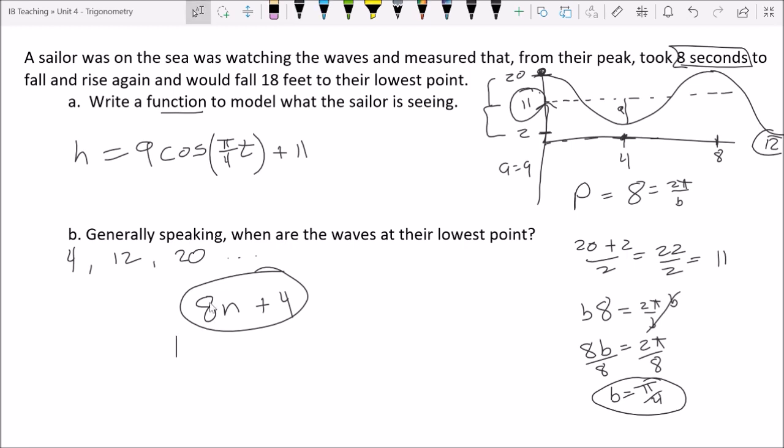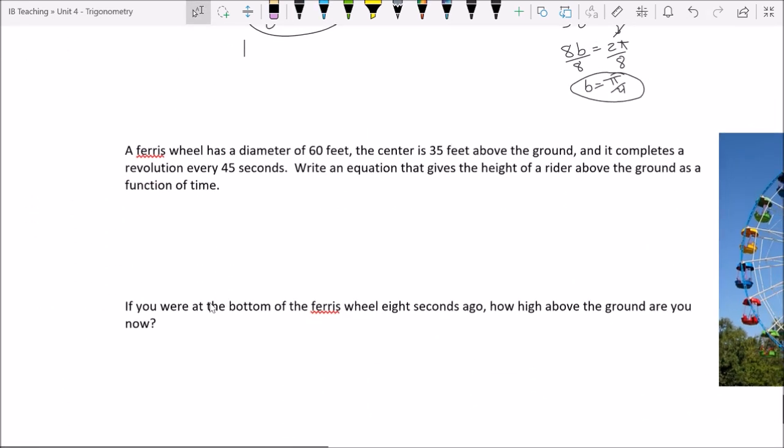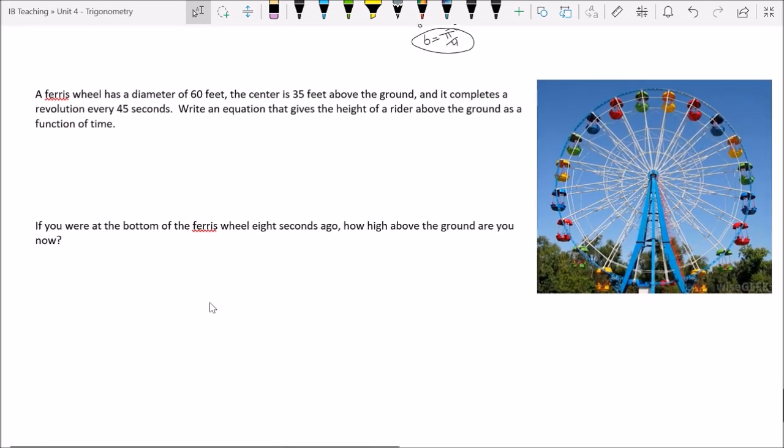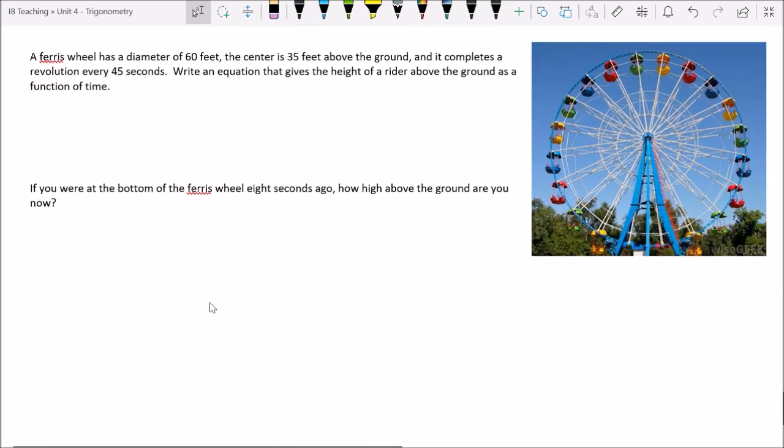All right, and one more, and we're going to be done for the day. Okay, let's talk about Ferris wheels. And I got a picture of a Ferris wheel for you here. Okay. All right, Ferris wheel has a diameter of 60 feet. The center is 35 feet above the ground, and it completes a revolution every 45 seconds. We need to write an equation that gives the height of the rider above the ground as a function of time. All right, another height question.